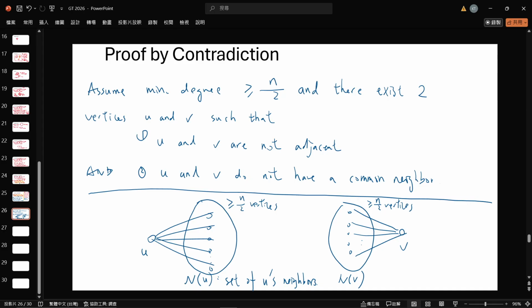Now, we have n/2 here, n/2 here, and we know for sure that these two sets do not have intersection. So to count the number of vertices for these two sets, we can safely just add them up. There's no overlapping. So n/2 plus n/2 plus 2. Which 2? u and v. Because u is not part of these two sets, and similarly v is not part of these two sets, again there's no double counting. We can just safely add all these four numbers to get the number of vertices.